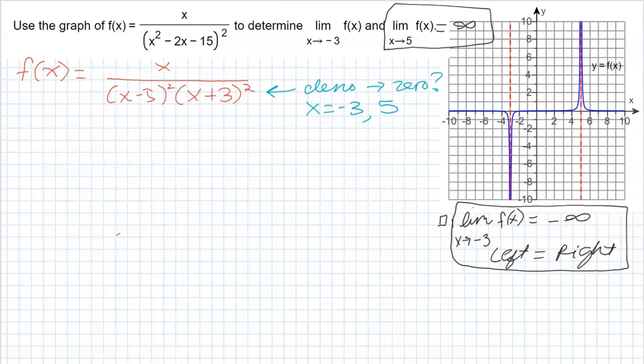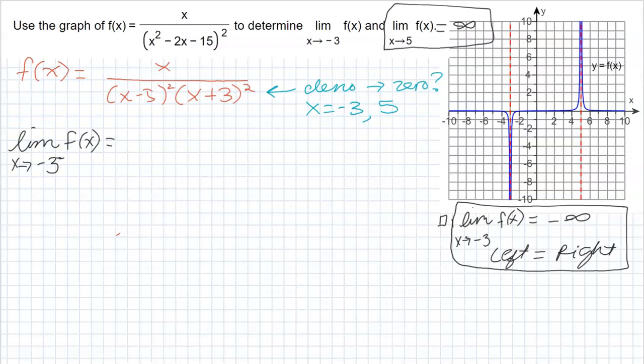Now, how do we prove that the limit is -infinity at -3 and the limit is positive infinity at 5 without having to rely on a graph? Right? So before you actually have seen the graph, how do you know that? Okay, so let's go ahead and take a look. We are looking at the limit as x goes to -3 from the left of f of x. And f of x is this function here.